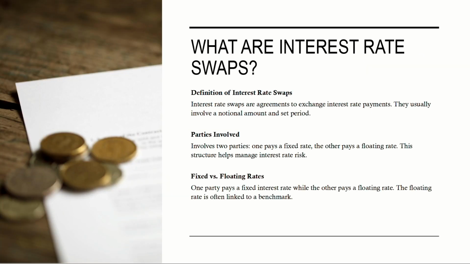What are interest rate swaps? Definition of interest rate swaps. Interest rate swaps are agreements to exchange interest rate payments. They usually involve a notional amount and set period. Parties involved. Involves two parties. One pays a fixed rate, the other pays a floating rate. This structure helps manage interest rate risk.